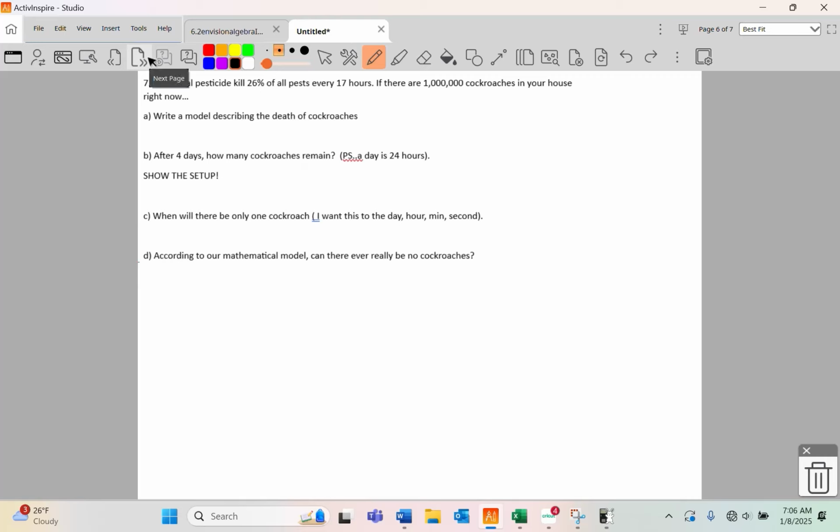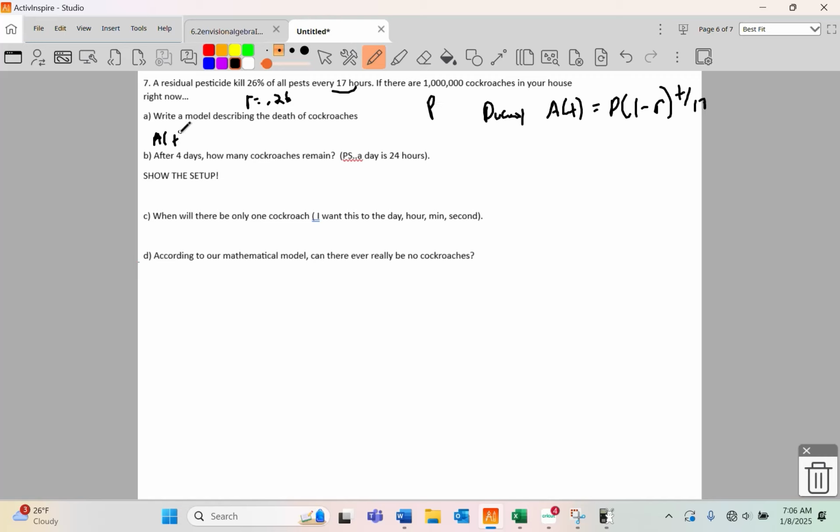I think up next is a cockroach. A residual pesticide kills 26% of all pests every 17 hours. Now we are killing, so this is decay. The amount after time passes is the principal times 1 minus r to the t. And here it's every 17, so over 17. My rate of decay is 0.26. And I have a principal. There's 1,000,000 cockroaches. Sounds kind of bad.